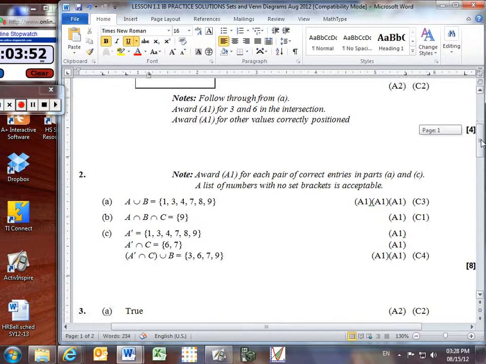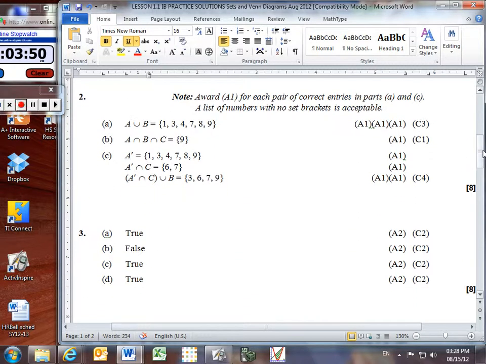Let's go down to number 2. Right, looks like we got all of the correct answers here. I'll just quickly guide you through the mark scheme. We get 1 mark for each pair of correct entries in part A. So 1, 3, that's a mark. 4, 7, that's a mark. 8, 9, and that's a third mark. Suppose that you only had, say, 5 of these entries. Well, you've got the first pair and the second pair, but you don't have a third pair. You'd only get 2 out of 3.